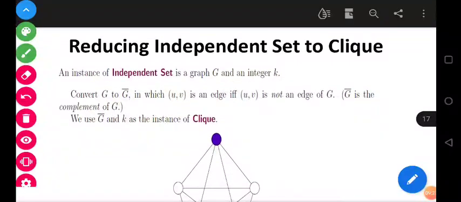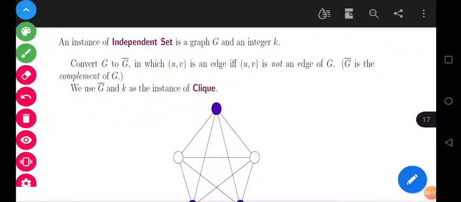So, let us see how we can change the independent set problem to a clique decision problem. We convert the graph G of the independent set to a graph G dash, in which for every pair u comma v, if it is not an edge in G, we introduce that edge u comma v in G dash. That is, G dash is the complement of G. And we ask the question whether there is a clique of size k in G dash.